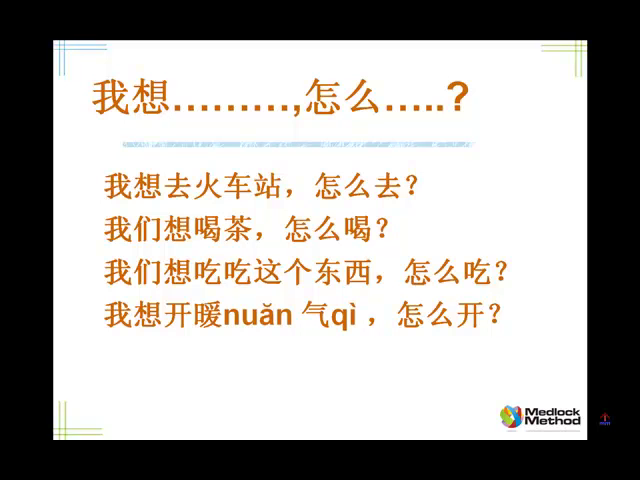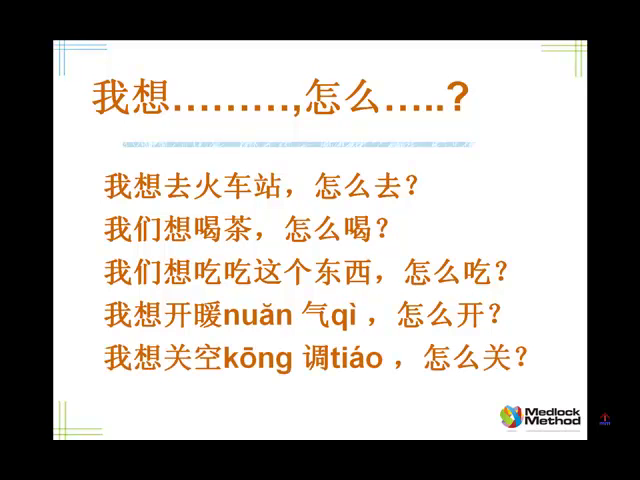Now, the opposite situation would be the air conditioner. It's too cold. Especially in the south of China, there are two settings, off or freezing. Especially in Hong Kong, it's awful. Even Hong Kong people complain about it, but they never seem to do anything about it. So how do we say air conditioner? 空调. And turn off the air conditioner? Literally, to close. 关, 关空调. Ask me, I'd like to turn off the air conditioner. How do I turn it off? 我想关空调,怎么关?